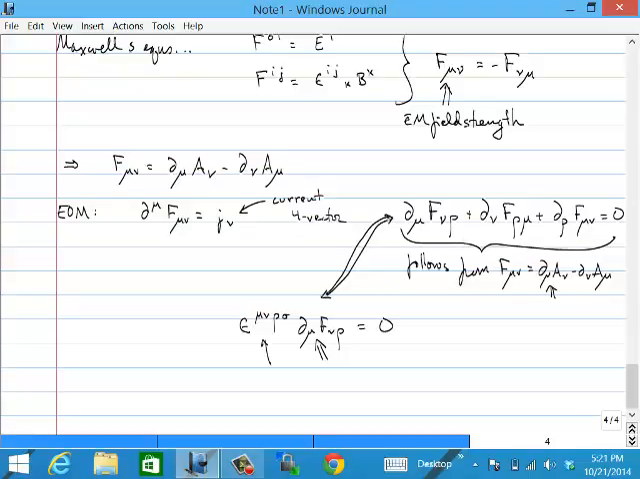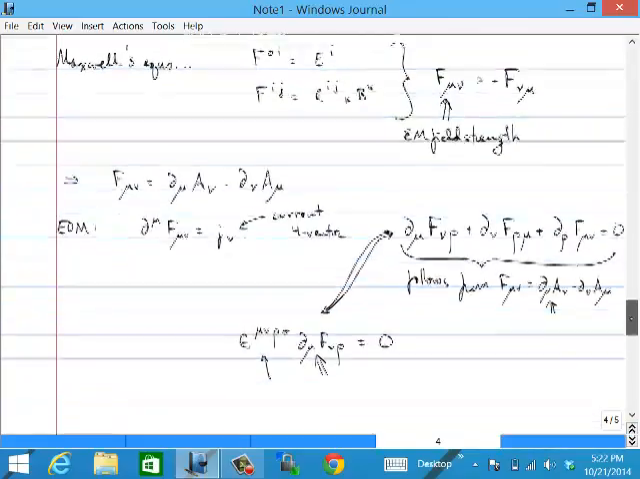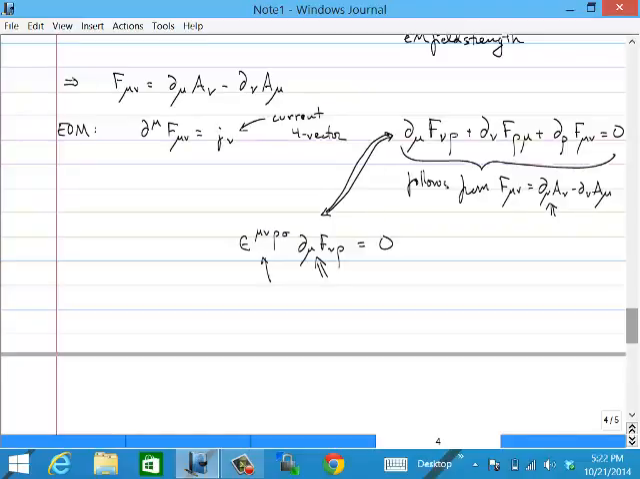But you should be aware that all of this has a lovely structure in the language of differential forms. For example, you call A a 1-form and F is a 2-form, and the statement that it's the derivative of the 1-form is just the statement that F is equal to dA.